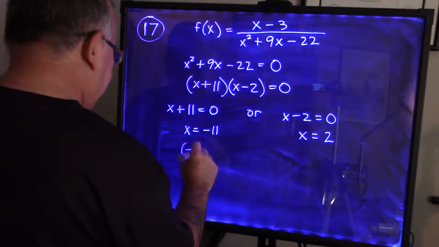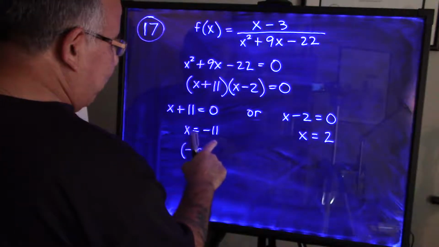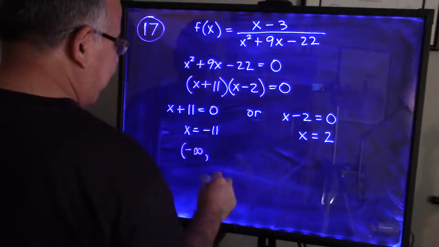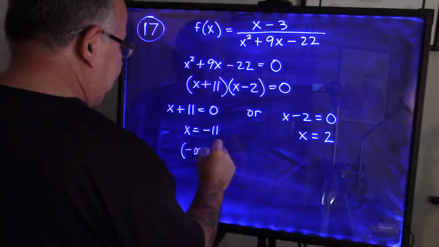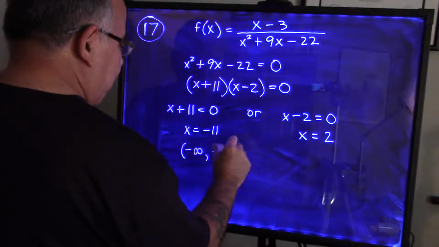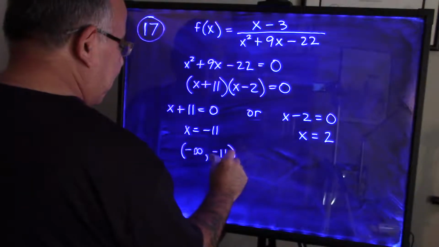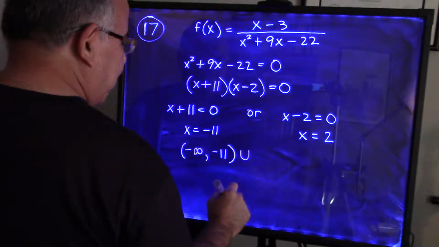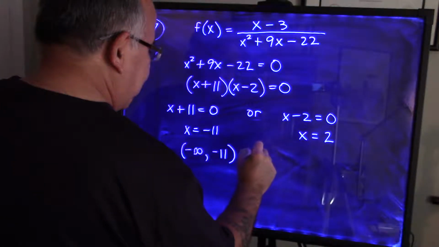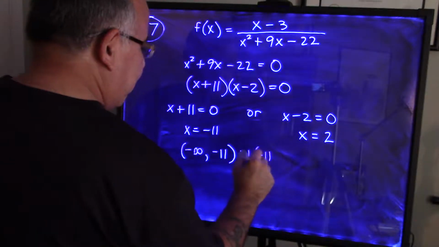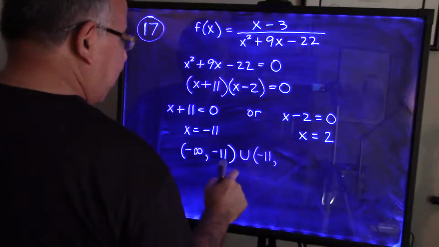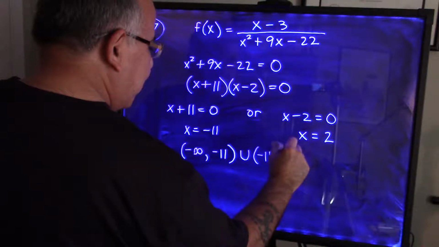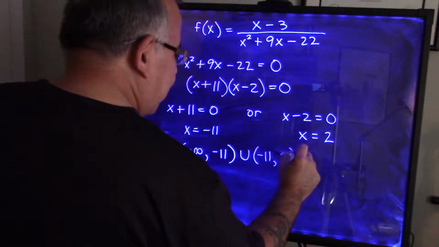That's negative infinity. What comes first from left to right on the number line? Negative 11 comes before 2. It's to the left of 2, so you put that in there first, negative 11. We're not including that, that's not in the domain, so you put your parentheses next to it. Then you take the union. Now you go to the right side of negative 11 on the number line, so you put negative 11 on the left here with parentheses, and then go all the way to positive 2, but you're not including 2 again, parentheses, and then you take the union of that.